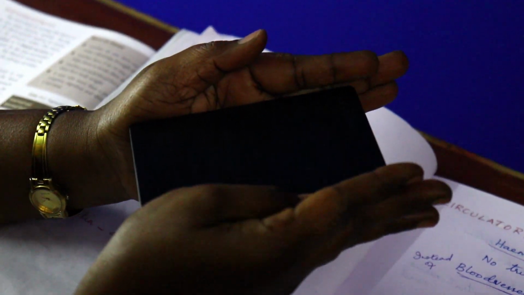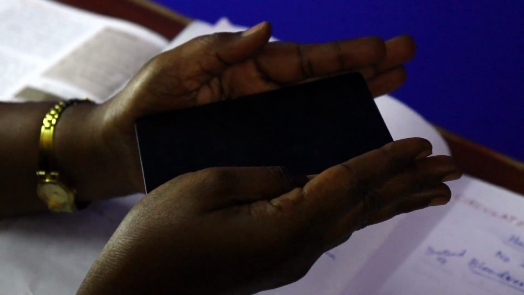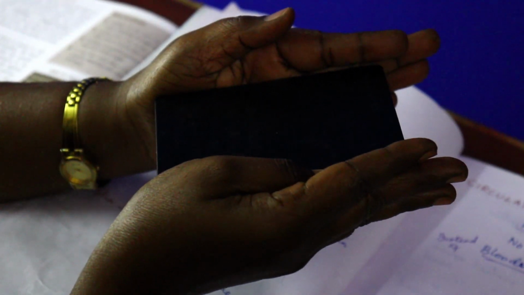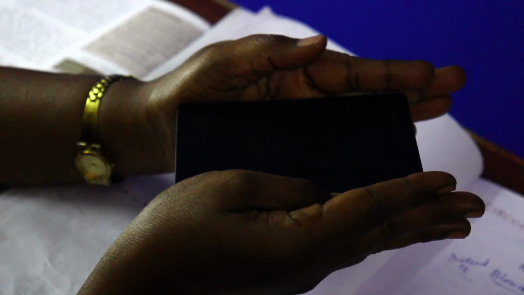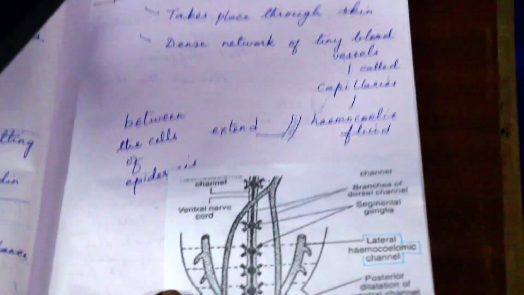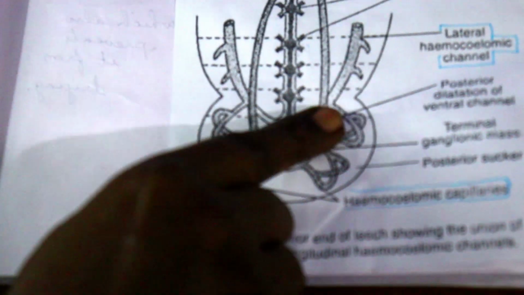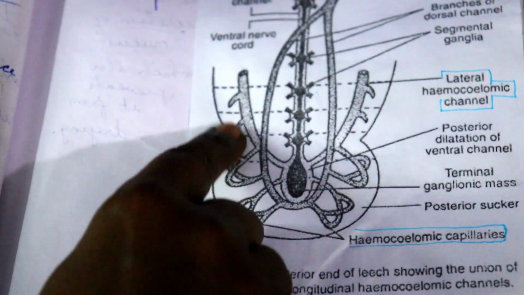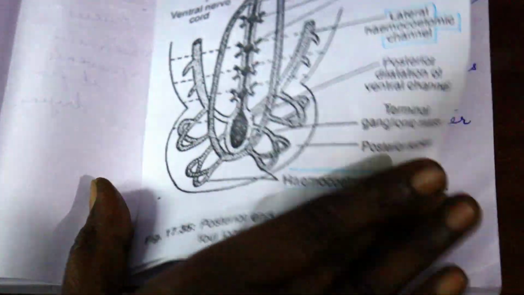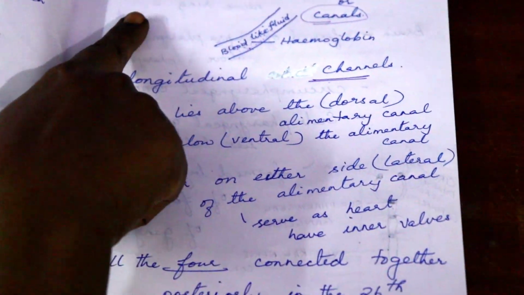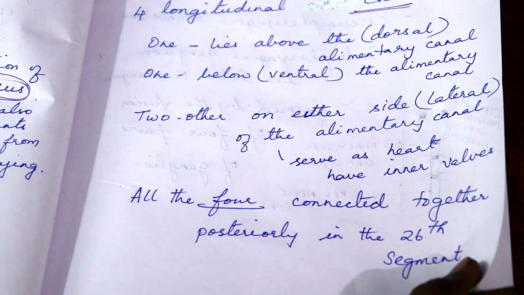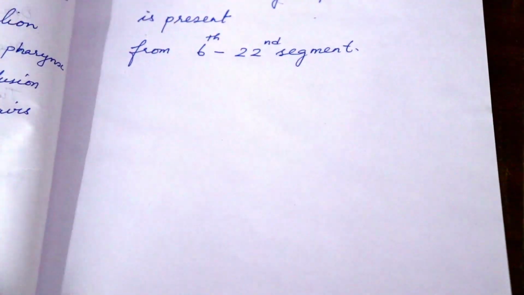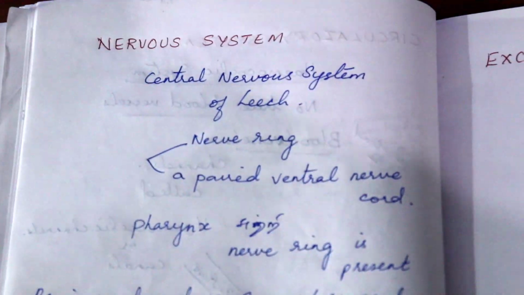So all these serve as a heart and they have inner valves. Okay, all the 4 are connected together posteriorly in the 26th segment. You can see it here. Okay, this is about the circulatory system. Circulatory system is very simple, like the respiratory system. Now coming to the nervous system.